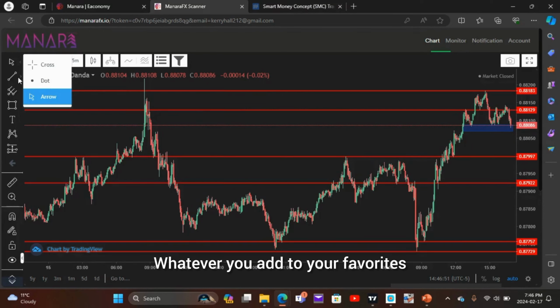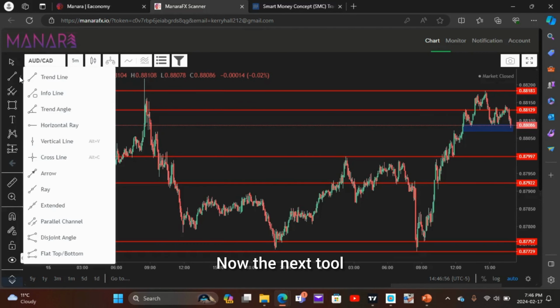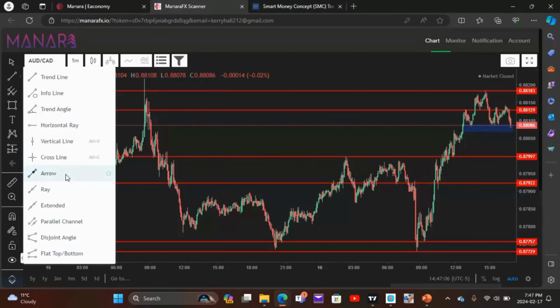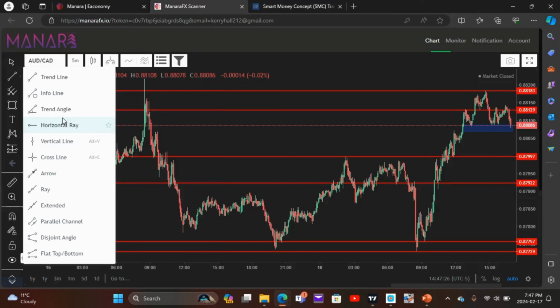Whatever you add to your favorites, it's actually going to be on a little section right on your chart. Now, the next tool that's here is your trend tool. So you've got your trend line, right? You've got your info line, trend angle, horizontal ray. All of these are basically tools that you'll use to mark your different areas of interest or your trends on the chart, right? So remember, our trends can basically be bearish or bullish. So it's either the market is going on an uptrend or a downtrend.